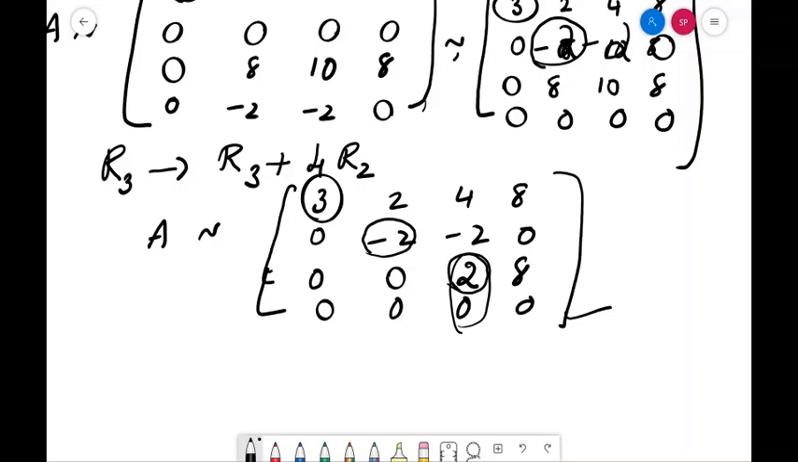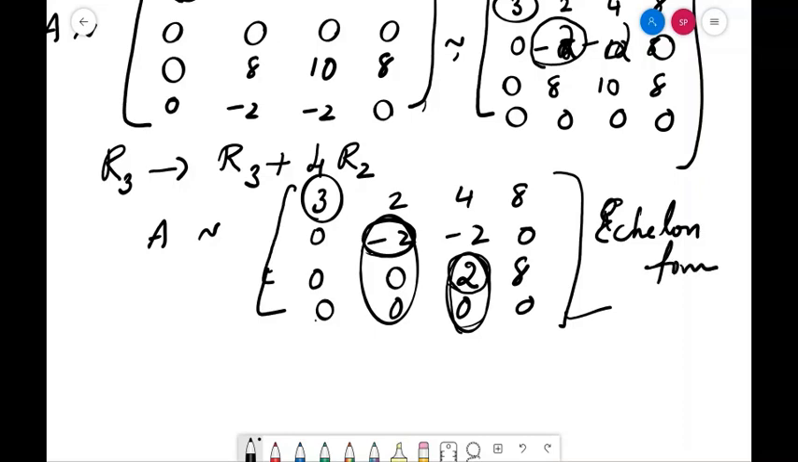And the last point is the entries following a leading entry in a column should be zeros. So in the first column I have 3 and the following elements are zeros. And here I have minus 2, and in this column all the other entries are zeros. And here I have 2, and in this column the following entries after 2 are zeros. So this one is reduced to echelon form. So matrix A is reduced to an echelon form. Now let us see one more example.